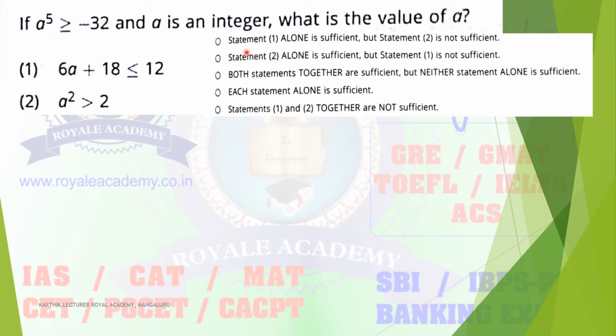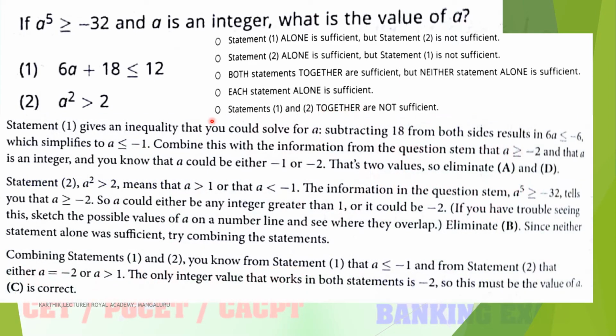So the options are like this. This option set is the same for all statement-type problems. Statement 1 alone is sufficient. Second option is statement 2 alone is sufficient. Third option is both statements together are sufficient. Fourth option is each statement alone can answer the question. Fifth option is statements 1 and 2 together are not sufficient for the answer. So first, we'll see the first statement.